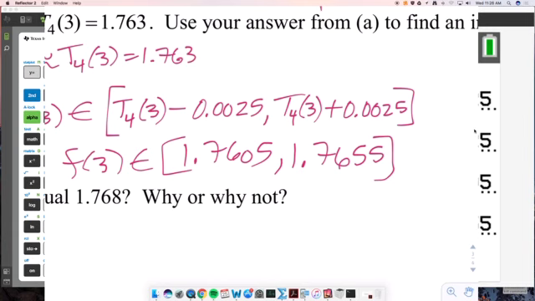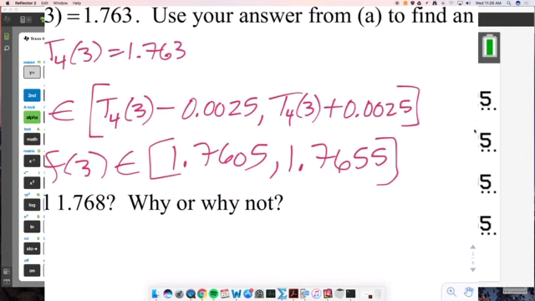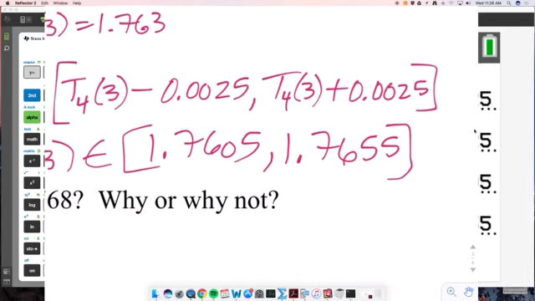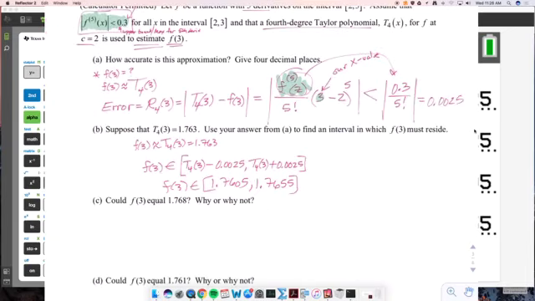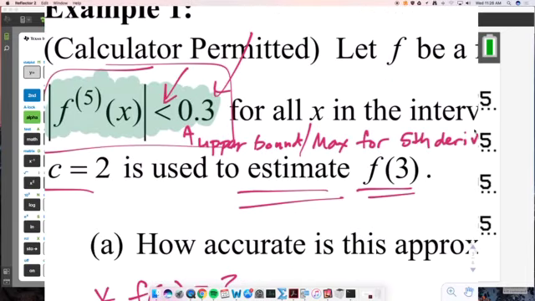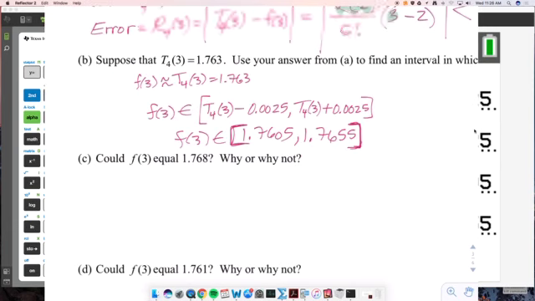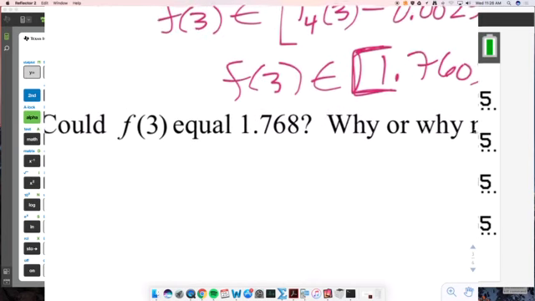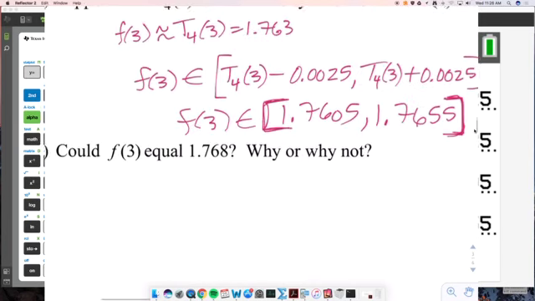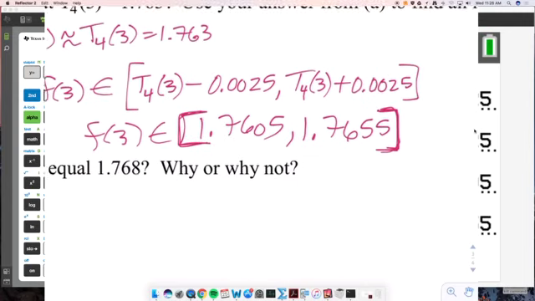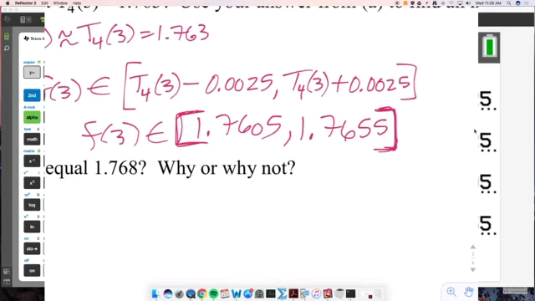Okay? So, could we put parentheses around there instead of brackets? Well, in this case, yeah, because that's strictly less than, those could be open intervals. So if you want to do that, you can. You're not going to lose anything by just adding the endpoints there. So now that you have the interval, you're going to get some follow-up questions. Could the actual value of f equal 1.768? Why or why not?